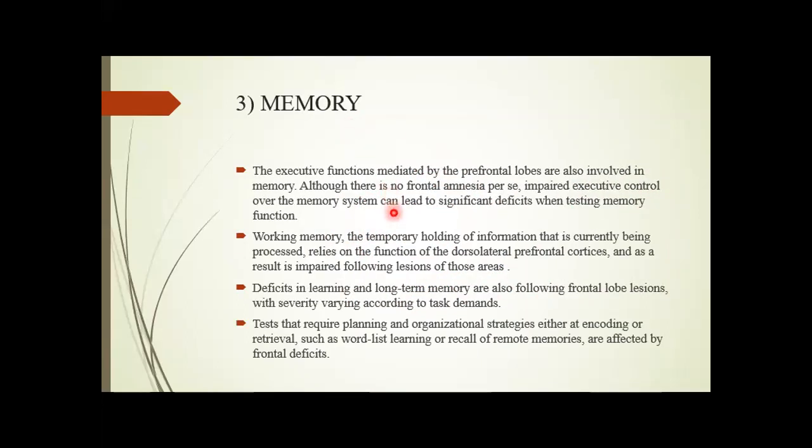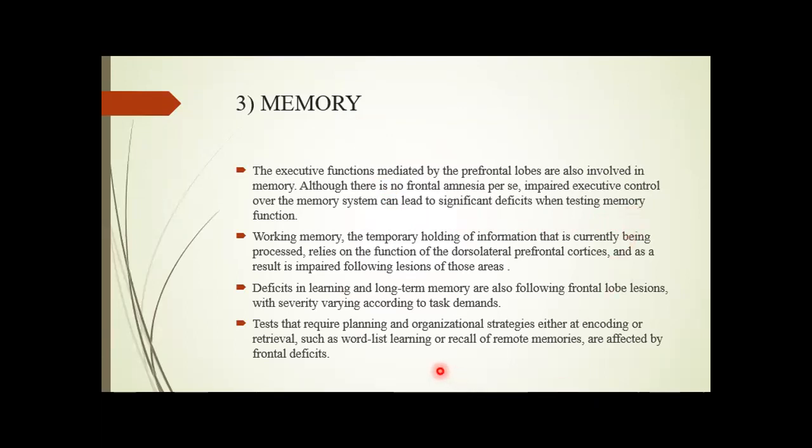Third is memory. The executive functions mediated by the prefrontal lobes are also involved in memory. Although there is no frontal amnesia per se, impaired executive control over the memory system can lead to significant deficits when testing memory functions. Working memory, the temporary holding of information that is currently being processed, relies on the function of the dorsolateral prefrontal cortices and as a result is impaired following lesions of those areas. Deficits in learning and long-term memory also follow frontal lobe lesions, with severity varying according to the task demands.